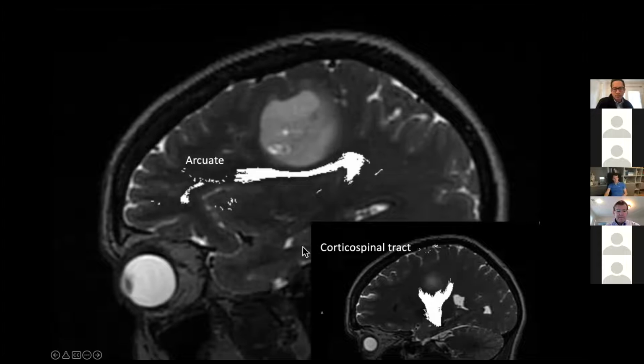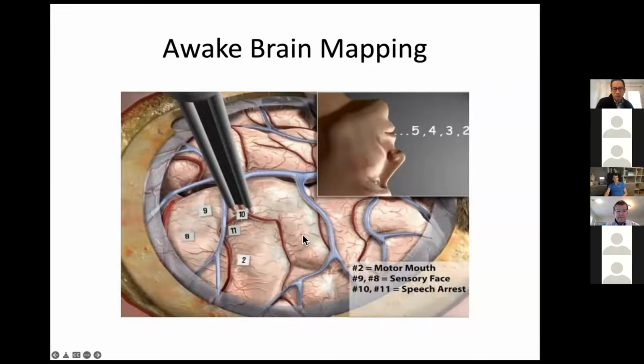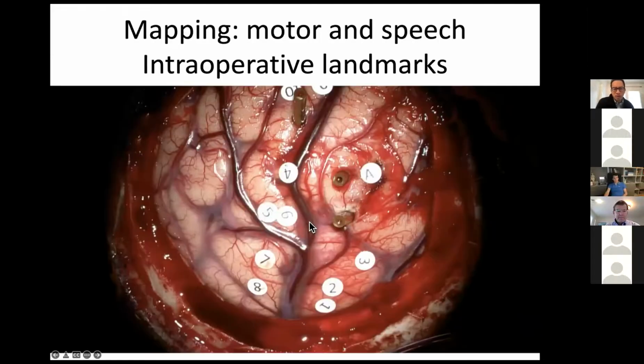This is an image I have from Mitch's slide deck, which is essentially using intraop brain mapping to identify the areas that are important for motor or sensory, face, and arm, as well as speech arrest. And here's what we found. So 1, 2, and 3 correspond to hand and forearm localization, and this is during the awake mapping. A is speech arrest, and everything that you see behind this is related to the postcentral gyrus.